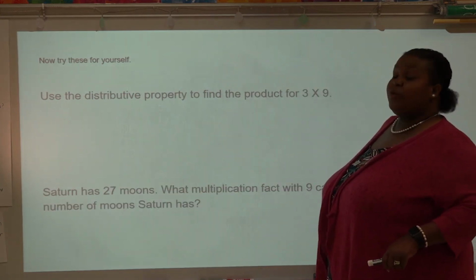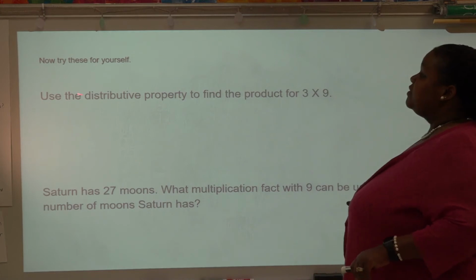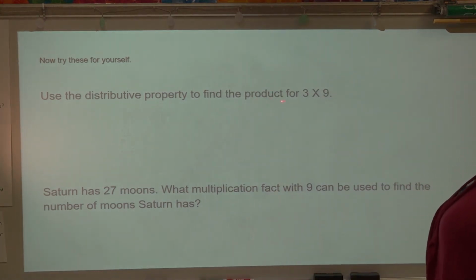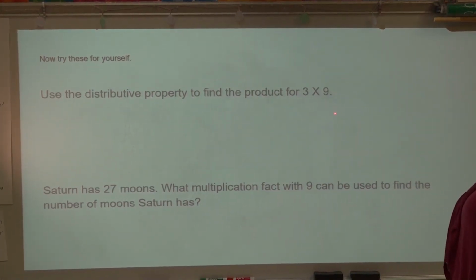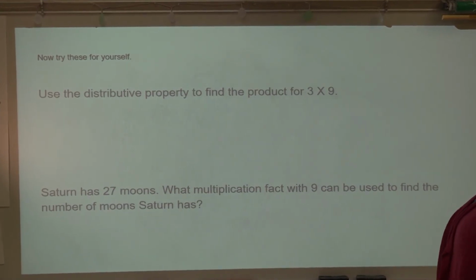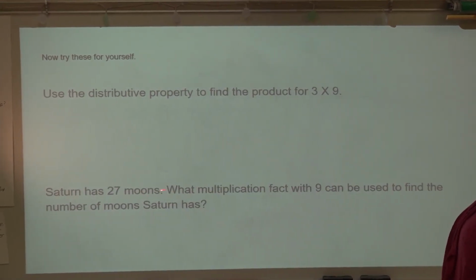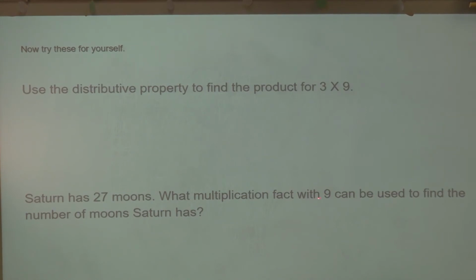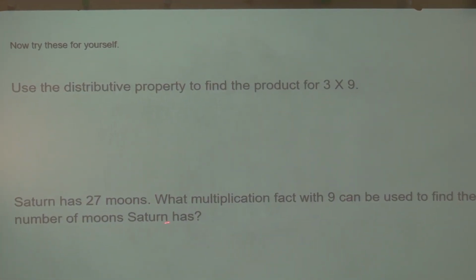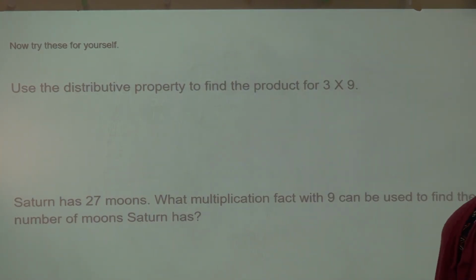Now try these for yourself. Use the distributive property to find the product for 3 times 9. And the last one, Saturn has 27 moons. What multiplication fact with 9 can be used to find the number of moons Saturn has? I'll give you 1 minute to work on that and then we'll check.